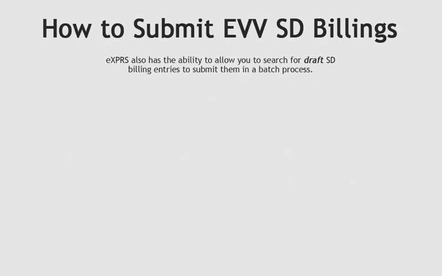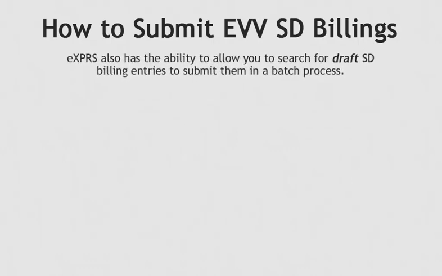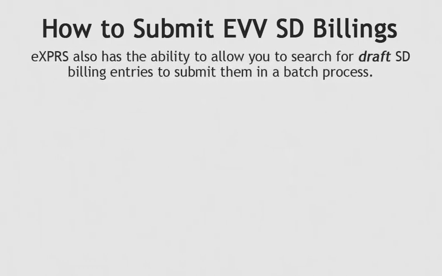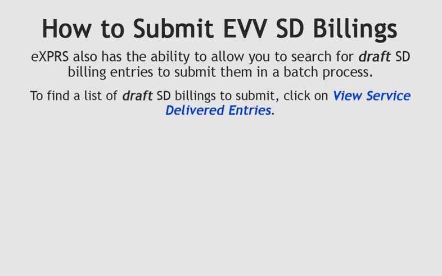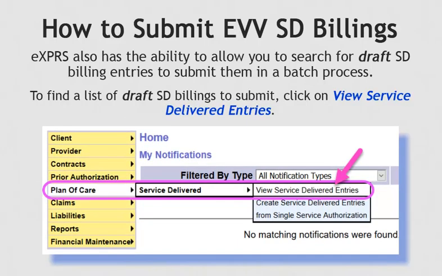Submitting draft SD billings by each individual Authorizations Billing page may take a lot of time. Express has the ability for agency providers to submit multiple draft SD billings all at once in a batch, which may be easier and save you some time. Remember, if you have SD billing corrections to make, be sure you do those first before submitting. To search and find a list of draft SD billings to submit them as a batch, click on View Service Delivered Entries from the left-hand menu like shown here.